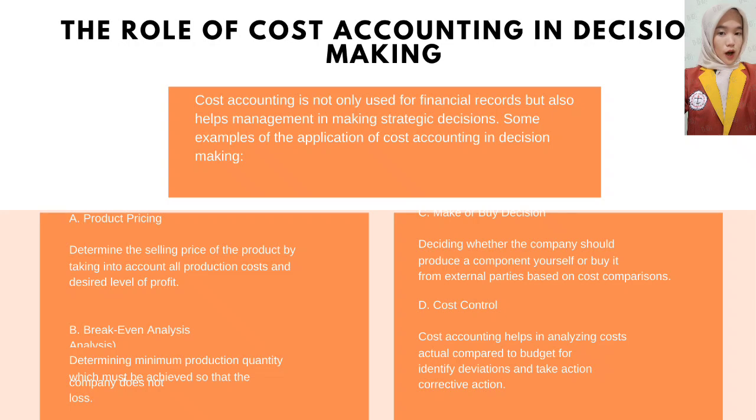Slide 7. Overhead rate formula. Here's the formula to calculate the predetermined overhead rate. We divide the estimated total overhead by the estimated number of labor hours or machine hours. For instance, if we expect 100 million rupiah in overhead costs and plan to work 50,000 labor hours, the overhead rate becomes 2,000 rupiah per hour. This rate will then be used to apply overhead to each product.